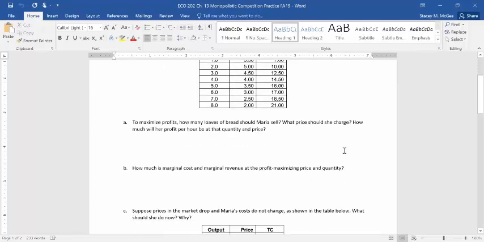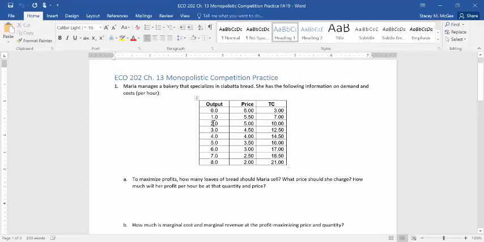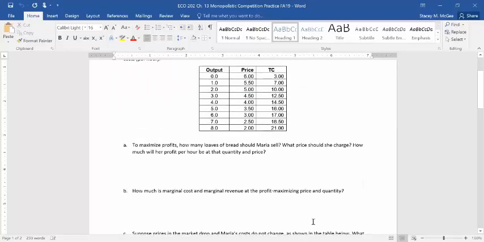Now, to answer these questions, we really need to expand this into the full chart, not just what they've given us here. So we need to be able to get to marginal revenue and marginal cost in order to get the profit. So hold on, let me go to sharing my other screen.